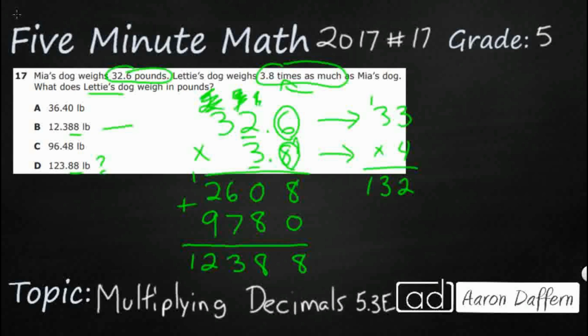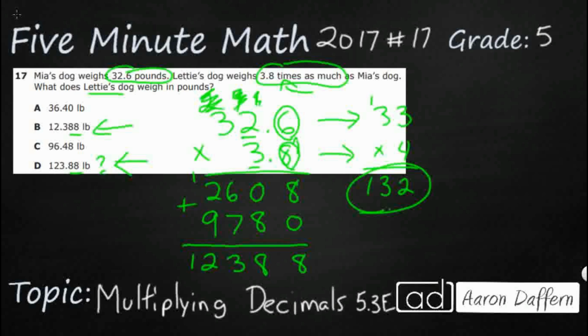I've got two choices right here. My digits are correct for both B and D. They're both 12388. The question is, where does that decimal go? Well, first, if we didn't know where the decimal went, think about what our estimate has already done for us. Our estimate has already clued us in. 123 and 88 hundredths is a lot closer to this 132 than 12 and 388 thousandths.